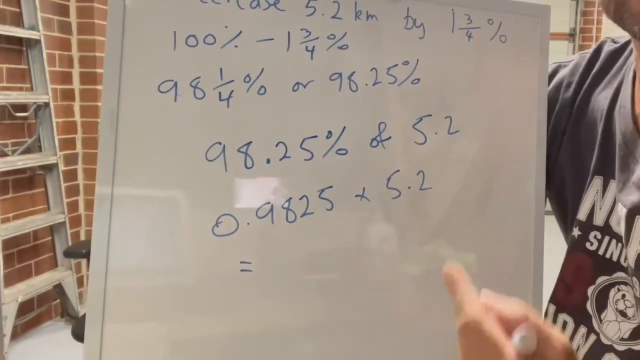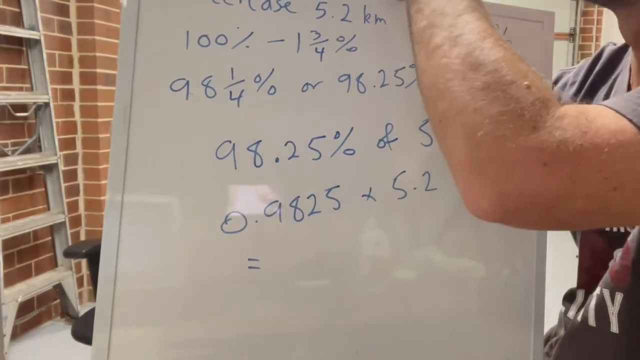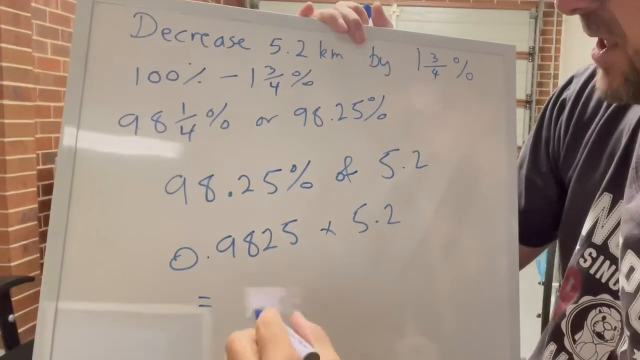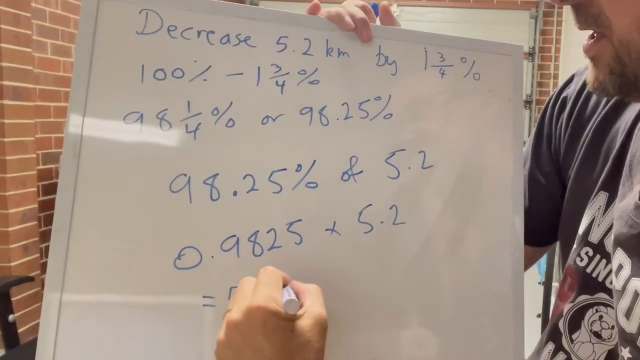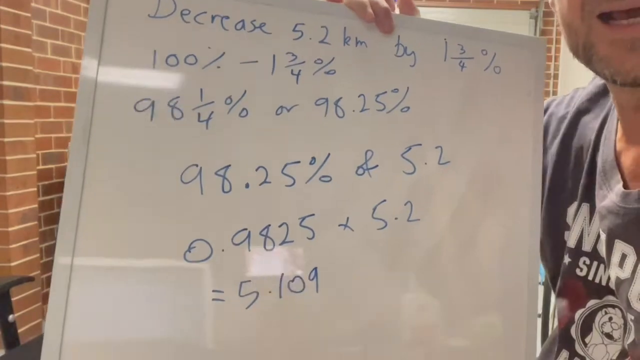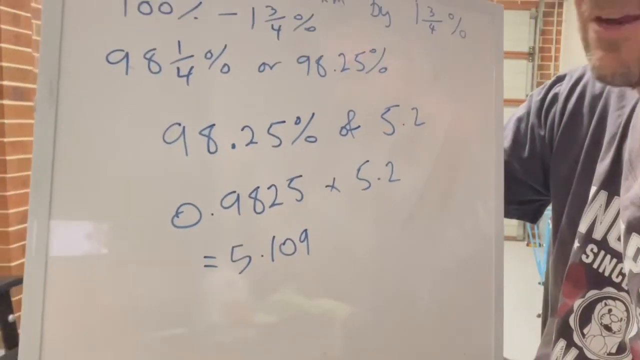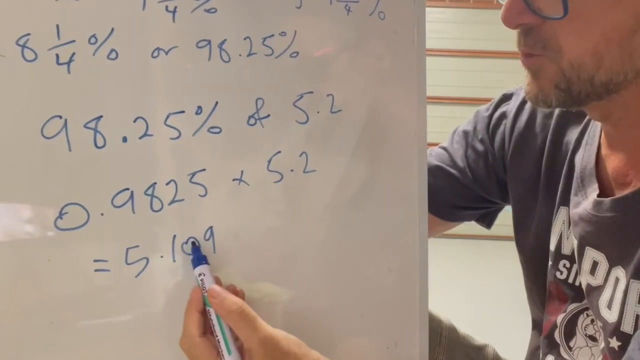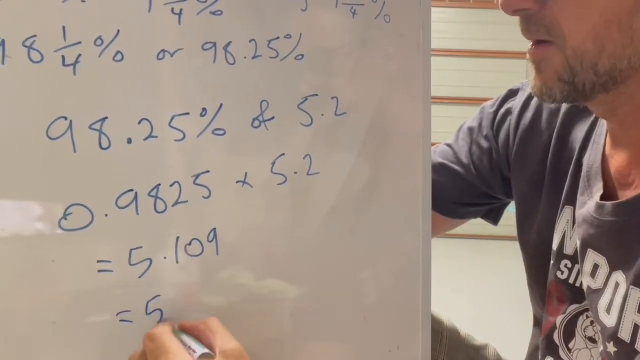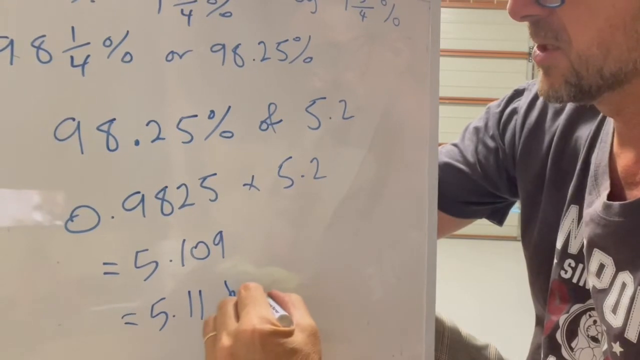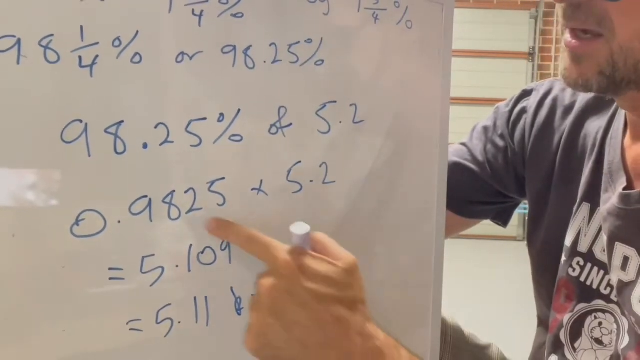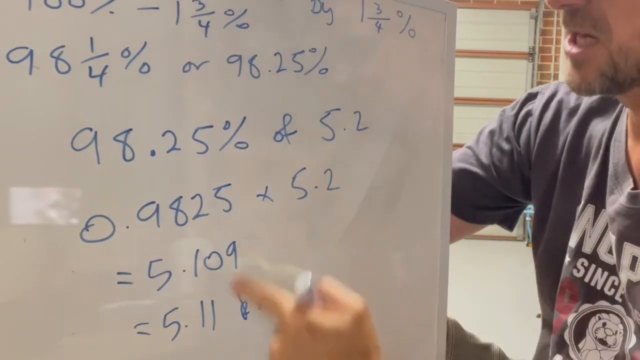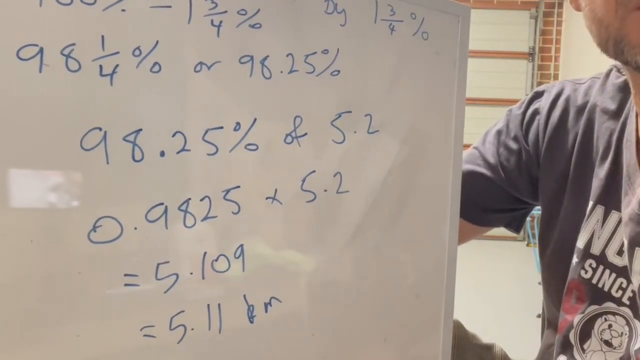We know the answer is going to be fairly close to 5.2. 0.9825 times 5.2 is going to give us an answer of 5.109, and we've been asked in this particular question to round it to 2 decimal places. So we can look here that the 9 forces this one up to a 1, so that'll become 5.11, and it's kilometers as per the original question, and it's effectively almost 100% of that, so it's going to be very close, and 5.11 is pretty close to 5.2.